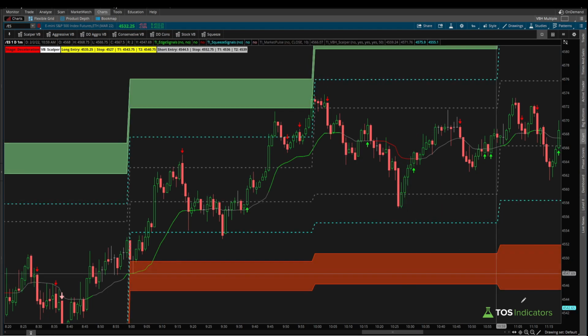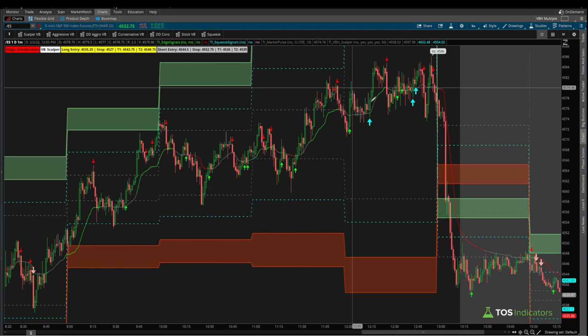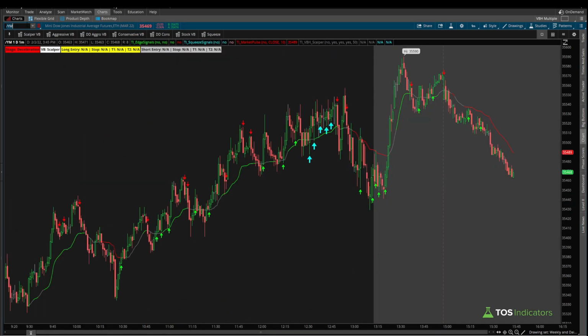So that was a trade inside of the S&P, and if I zoom out here, after that we really chopped around sideways inside of our clouds until the very close, where we had a nice little sell-off after the bell actually rang. Now next up, let's move on to the Dow.